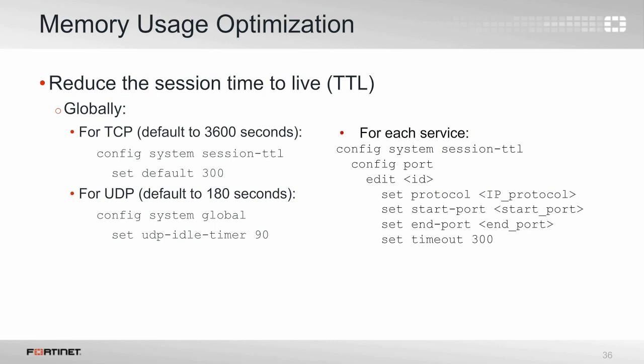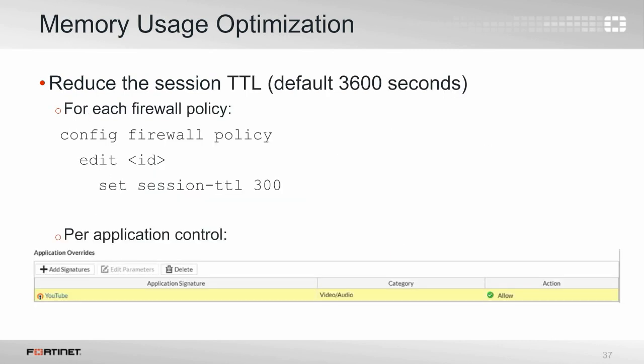2 of them are globally for all the traffic and on an IP protocol and port number basis. The other 2 places where the session TTL can be reduced are for each firewall policy and for each application control. If an application requires a high session TTL, you can reduce the TTL globally to 5 minutes. However, set it to 1 hour only for the specific application port number or firewall policy.